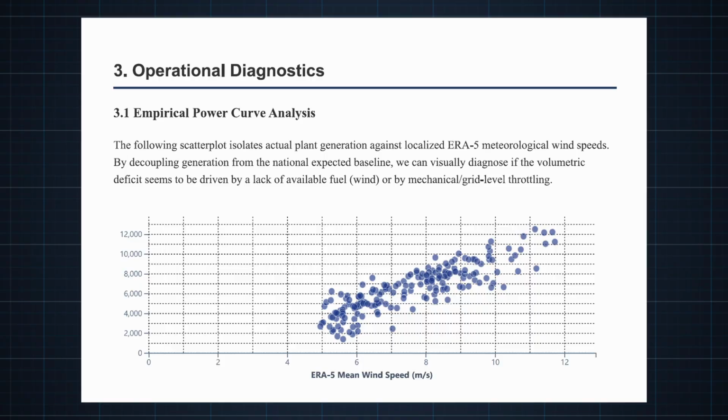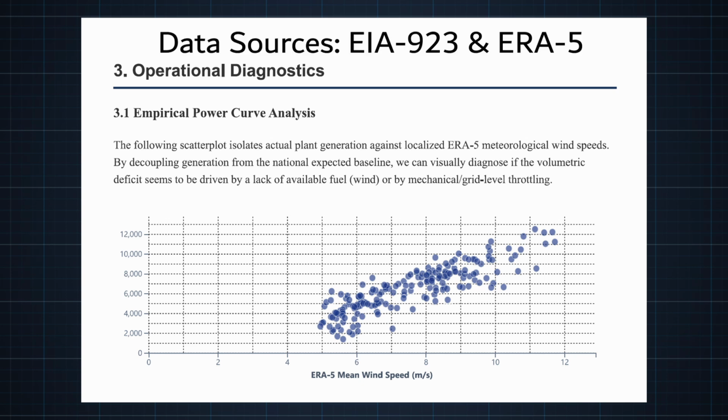Next up is the operational diagnostics. Here you will find a very, very standard plot that you will find in most operational assessments. The scatter plot is between the production and the wind speed, and it really can tell you a lot as to how well the project is operating.